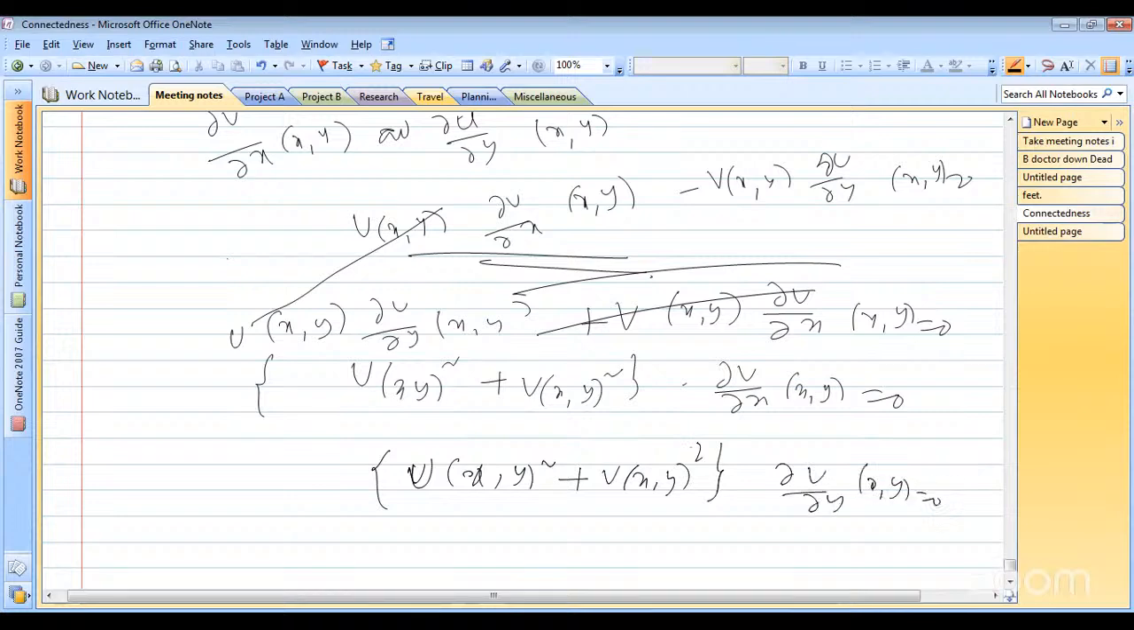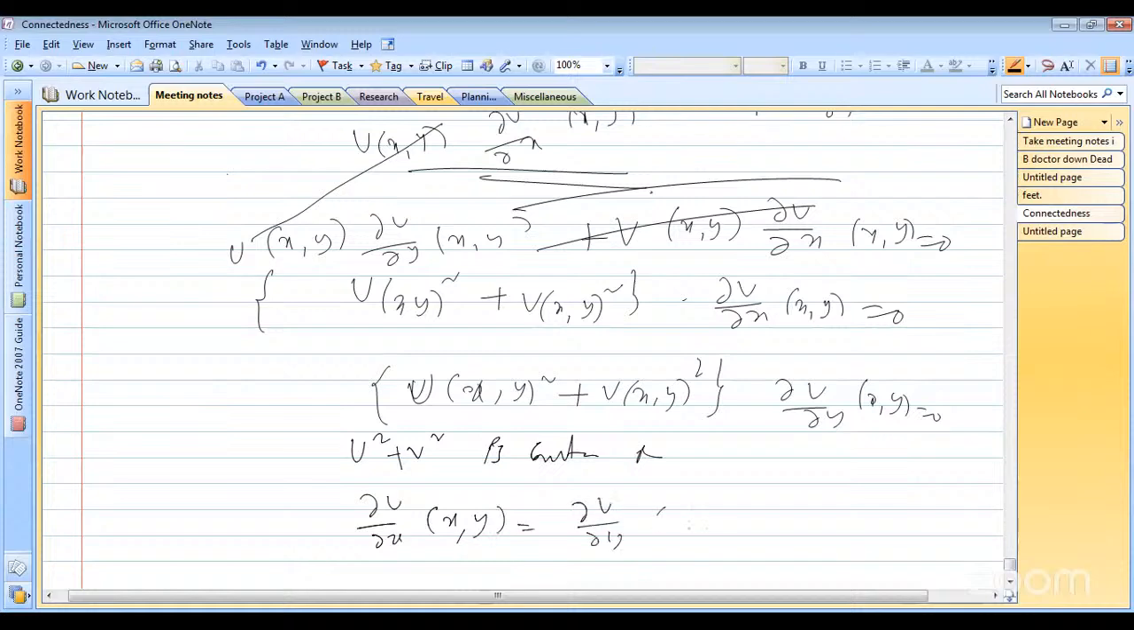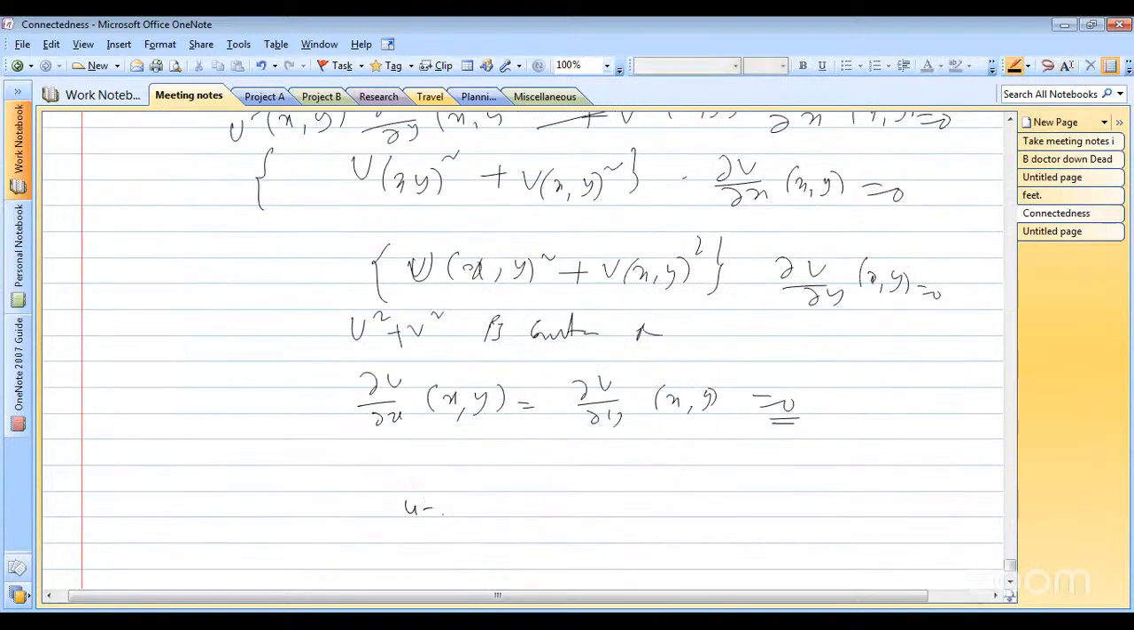But u squared plus v squared is constant here. So if the constant is 0, then ∂u/∂x and ∂u/∂y are zero on R, so u squared plus v squared is equal to 0. Therefore u is equal to 0 and v is equal to 0, and f is constant.